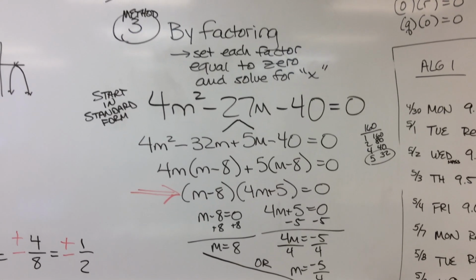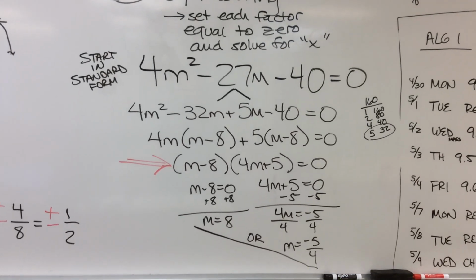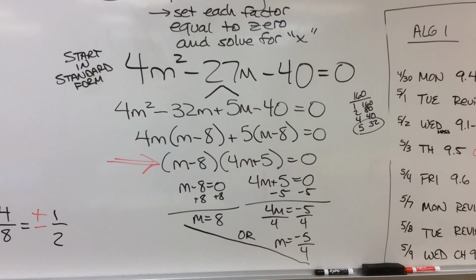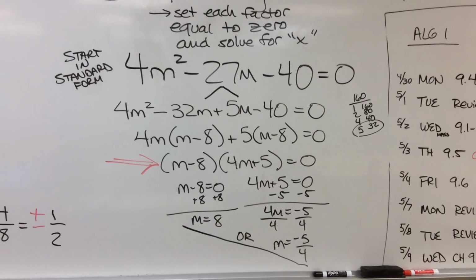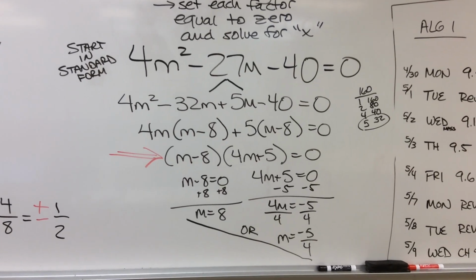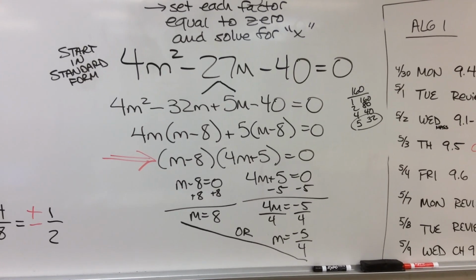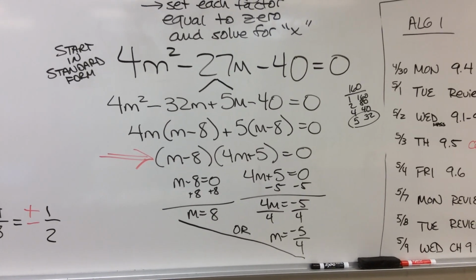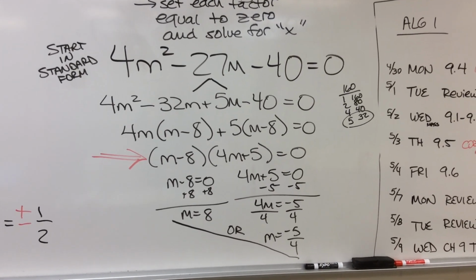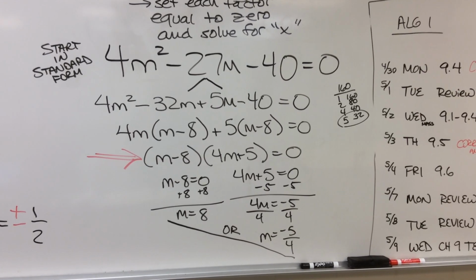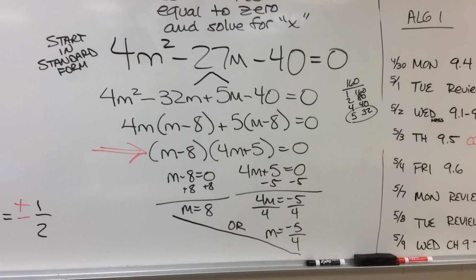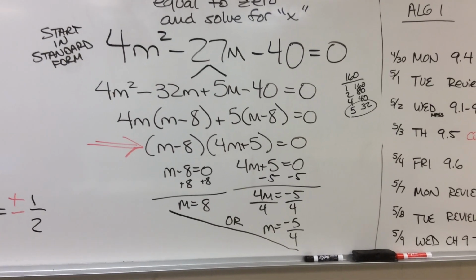Now I set each factor equal to 0. m minus 8 equal to 0 and 4m plus 5 equal to 0. I solve for m. On the left side, I add 8 to both sides and I get m equals 8. On the right side, I subtract 5 from both sides. Then I divide both sides by 4. Simple solving. Isolate the variable, get a coefficient of 1, and m equals negative 5/4.